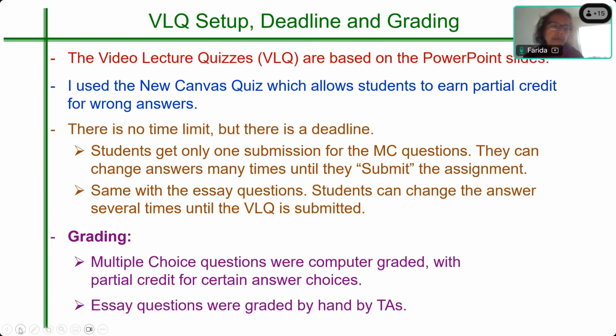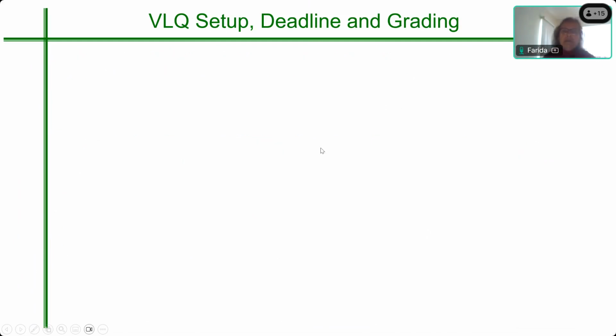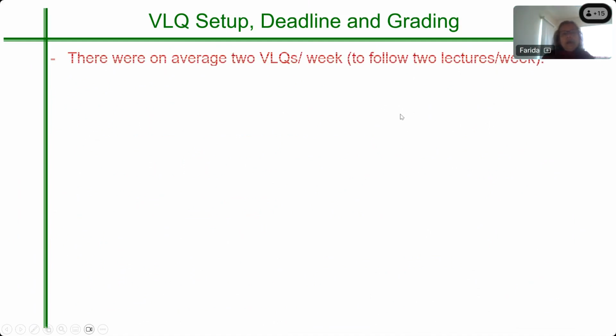One thing I want to say about this grading by hand: I also grade AP Physics exams. A lot of my grading rubric comes from looking at the AP Physics grading rubrics, if you are familiar with them, and how the points are assigned. That was a big help for me. On average, we gave them two video lecture quizzes per week because we have two lectures per week.